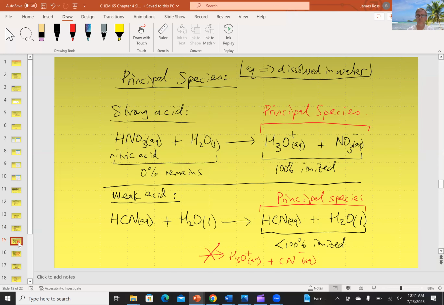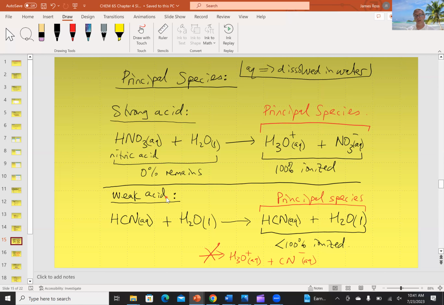Okay, principal species. In the following discussion, this is my handwritten scribbles. AQ, which stands for aqueous, just means dissolved in water. So for example, we know that nitric acid is a strong acid. We put it in water, it will completely dissociate into its ions, hydronium and nitrate, with 100%. So no HNO3 remains at the end of this process. It's now 100% H3O plus and NO3 minus. Therefore, when we write nitric acid in its principal species form, we don't write HNO3, we write H3O plus NO3 minus.